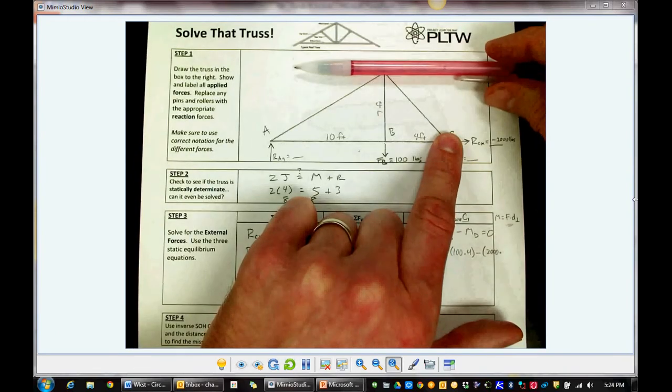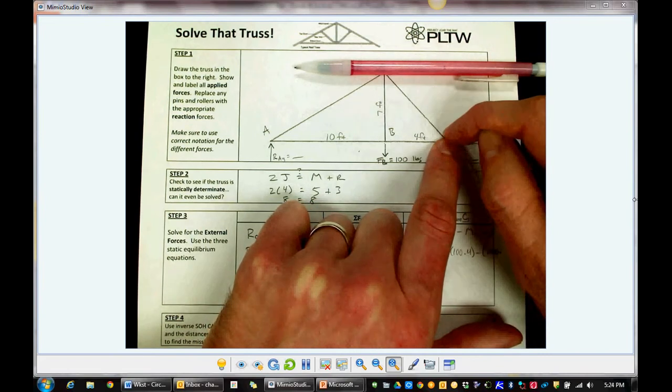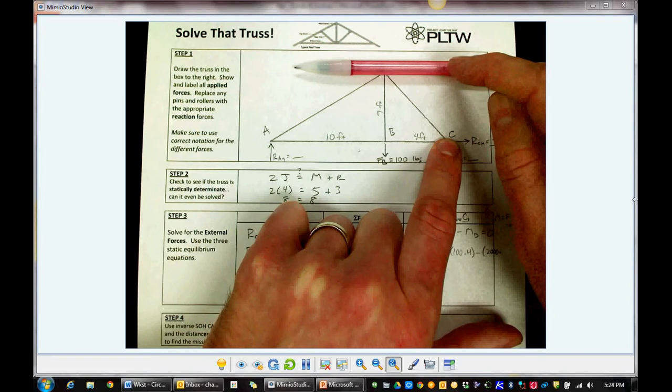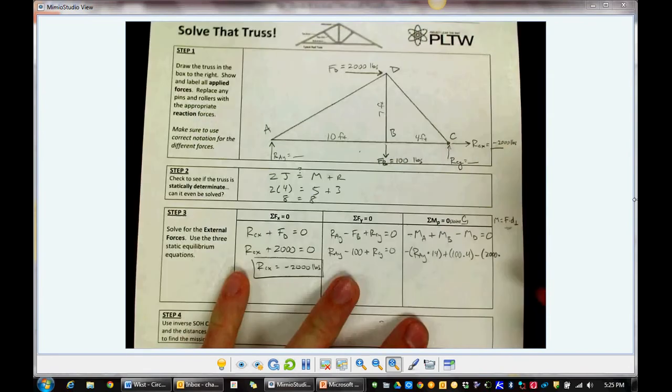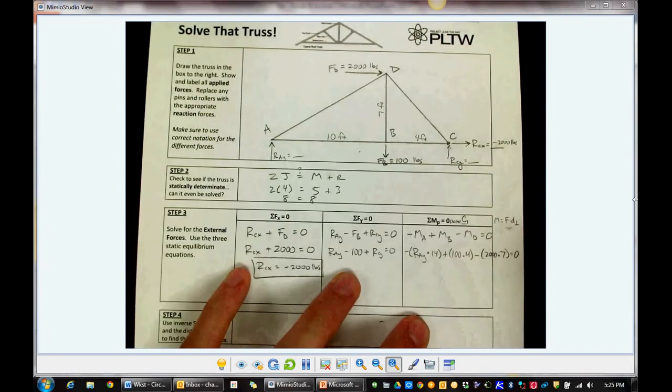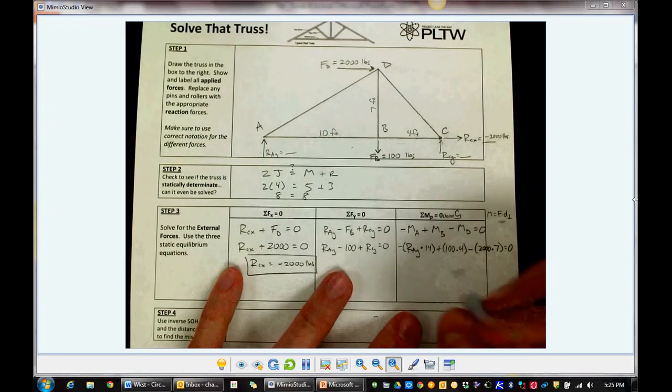That is the line of action of the force. So the distance from here, perpendicular to that, is that distance right there shown with my finger. And that distance is 7 feet. There we go. Only one unknown, so I can solve this.